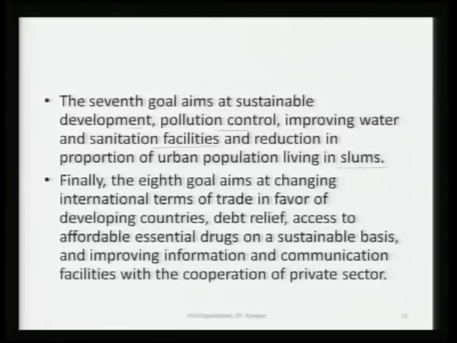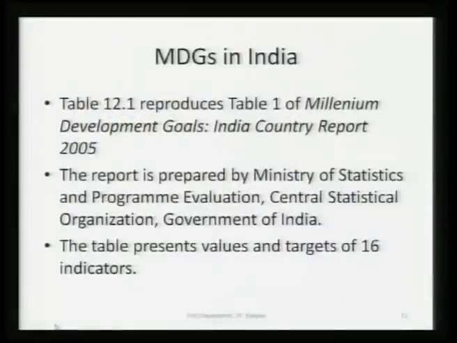Finally, the eighth goal aims at changing international terms of trade in favor of developing countries, debt relief, access to affordable essential drugs on a sustainable basis and improving information and communication facilities with the cooperation of private sector. So, this talks of economic measures, regular supply, information and communication and partnership of private sector, that there are certain things which private sectors can do much better. Private sector is more flexible. Rigid rules which apply to government machinery do not apply to them, the public private partnership.